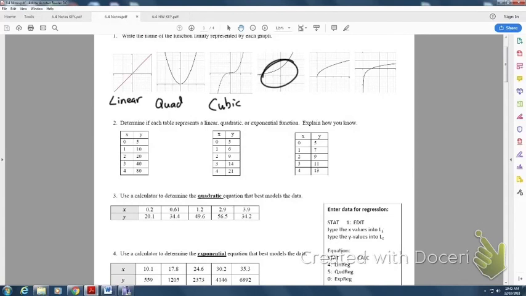What is that graph right there? Exponential. What's the next one? And the last one. Nope. Good job, Trent. Man, you're smart.